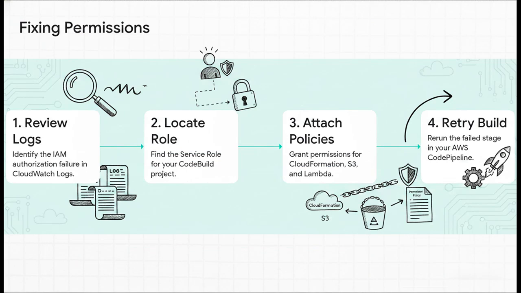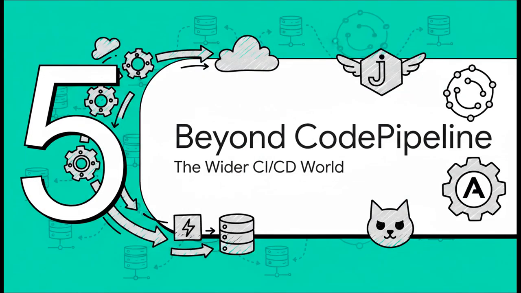First, you spot the error in the logs. Then you go find the specific IAM service role that CodeBuild is using. After that, you just give that role the permissions it's asking for, like the ability to talk to CloudFormation. And then you just go back to CodePipeline and hit retry. Okay, so our pipeline's back up and running.